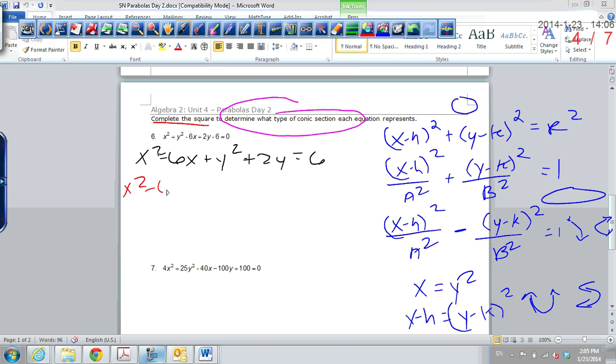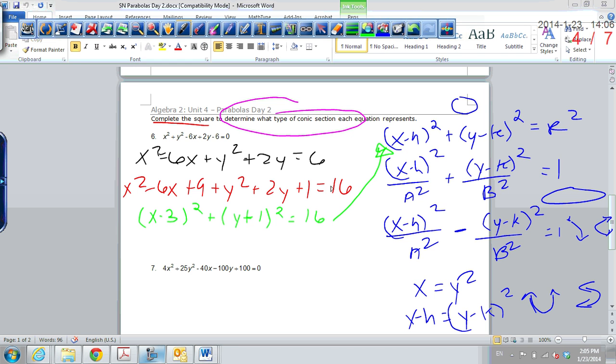So half of 6 is 3. 3 squared is 9. Half of 2 is 1. 1 squared is 1. So I'm going to add 9 and 1 to 6, and I get 16. The last part of completing the square is that we're going to factor. So x minus 3 squared plus y plus 1 squared is 16. And since there's no fractions, and we got 2 square terms, it's got to be a circle.